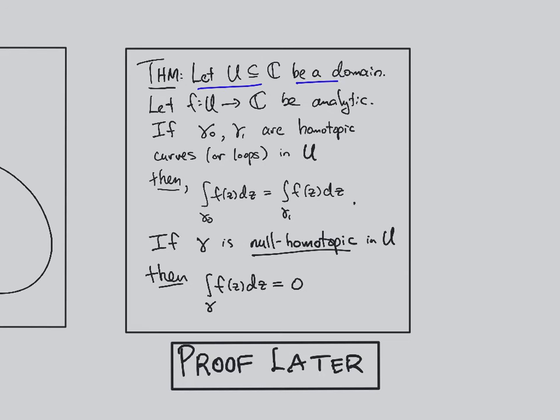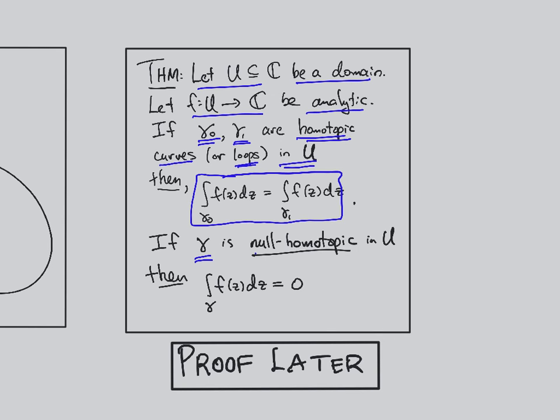Okay, and then this lets us precisely state this really important theorem. So let U be a domain and let f be analytic. If gamma naught and gamma 1 are homotopic curves, or if they're homotopic loops in the sense of loop homotopy inside of U, then these integrals are the same. So they don't change under this deformation. And if gamma is null homotopic, so you can deform it to a point, then the integral of f over gamma is 0. And the proof of this is a little technical, so we'll do it later, but now it's good to just go through a bunch of applications.